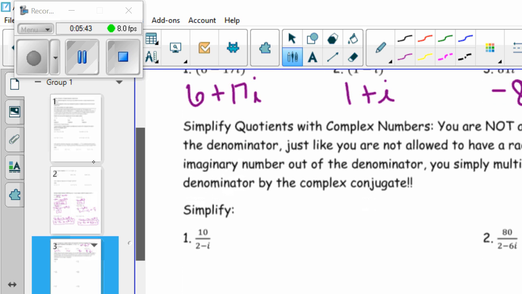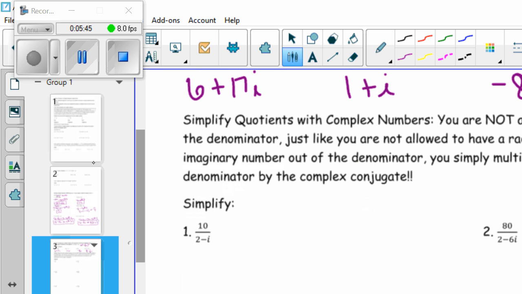Last thing we want to talk about, simplifying quotients with complex numbers. It tells us, very important rule, you're not allowed to have an imaginary number in the denominator, just like you're not allowed to have a radical in the denominator. So remember in Algebra 1 and geometry, we had radicals in the denominator. We called it rationalizing the denominator. We have to get rid of that radical. So again, you're not allowed to have a complex number in the denominator. You need to get rid of it.